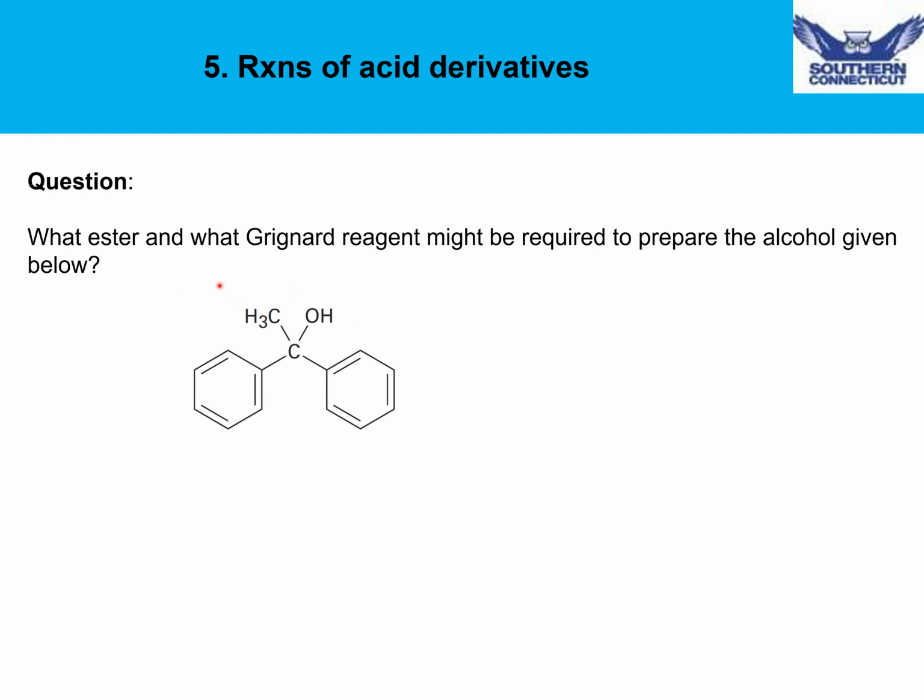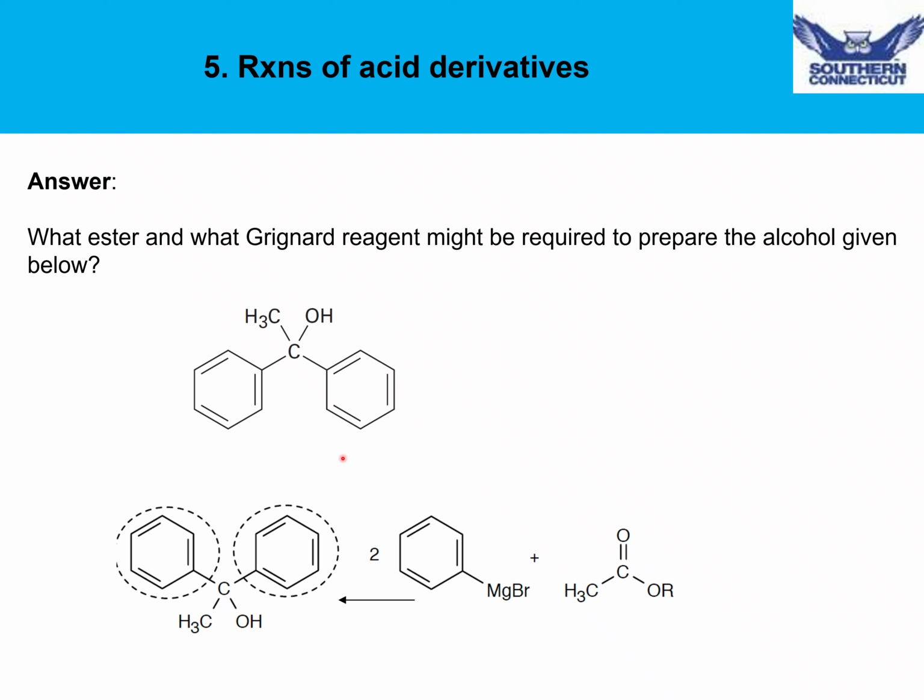In this question, we want to predict the ester that we would need to start with in order to do a Grignard reaction and make the following alcohol. To answer this question, we want to look at the alcohol that we're going to end up with and think about what ester and what Grignard reagent we would want to use.